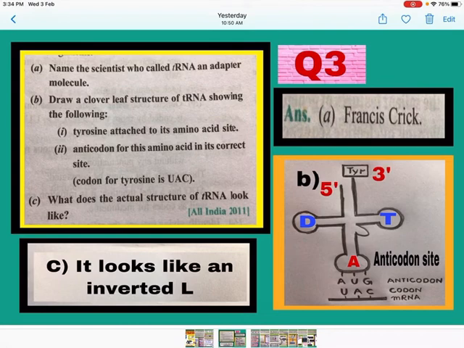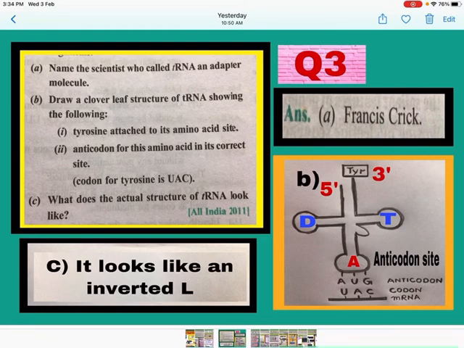Question 3. It is based on transfer RNA. Part A of question. Name the scientist who called transfer RNA as adapter molecule. Francis Crick called transfer RNA as adapter molecule because transfer RNA on one hand read the code and on other hand would bind to specific amino acids.